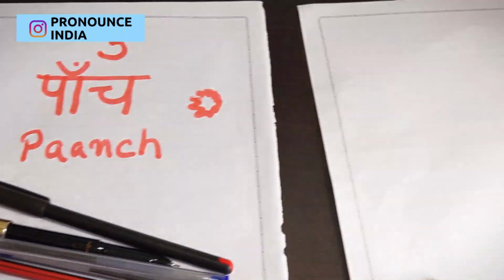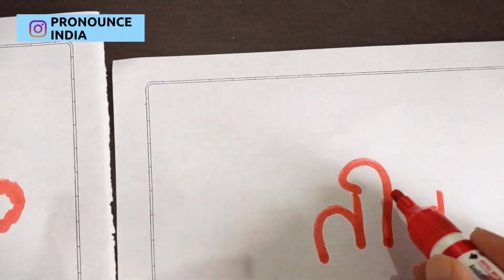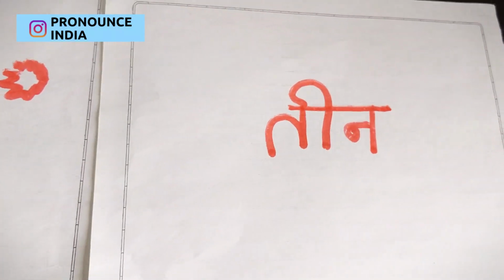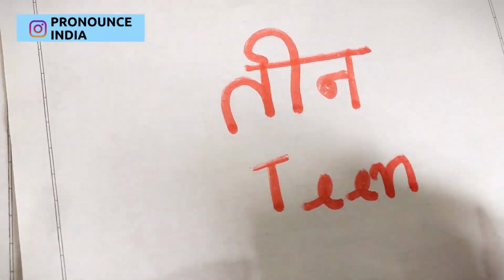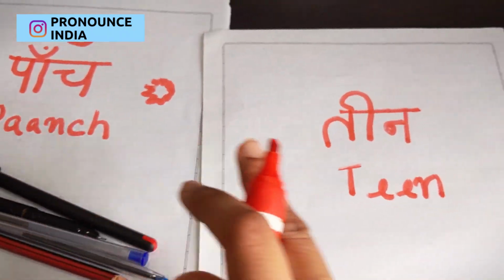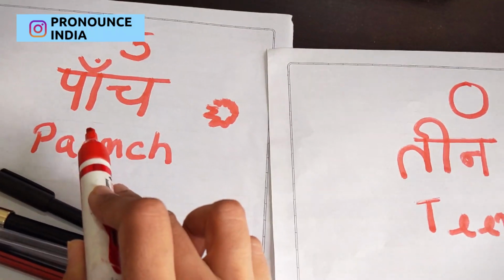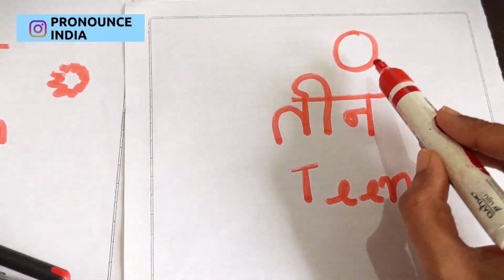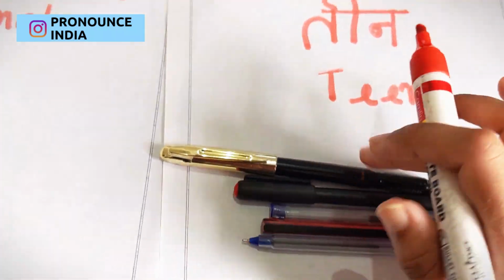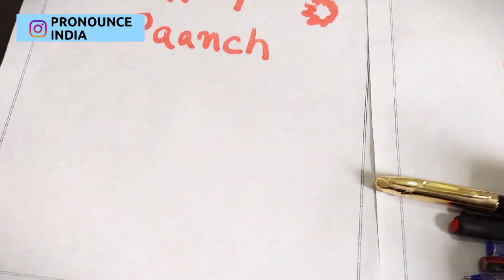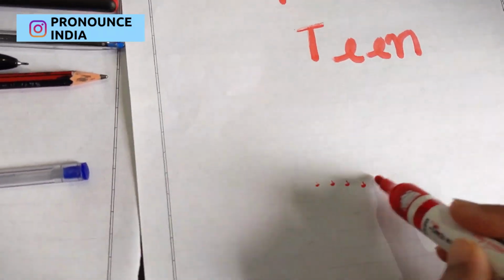The test is I am writing teen. Teen. This one was Paa-anch. This one is teen. So what is teen? This one is 5, Paa-anch. This one is teen. What number goes there and how many items do I have to put there to complete teen? For 5, there were 5 pens. For teen, how many items will come there?